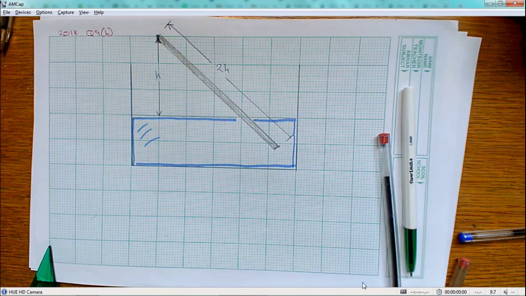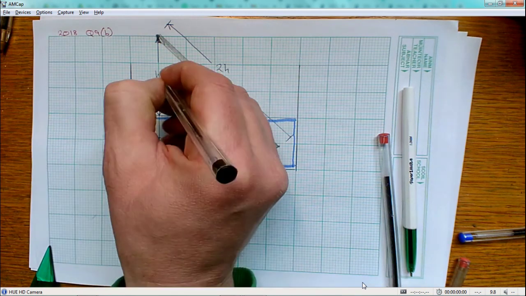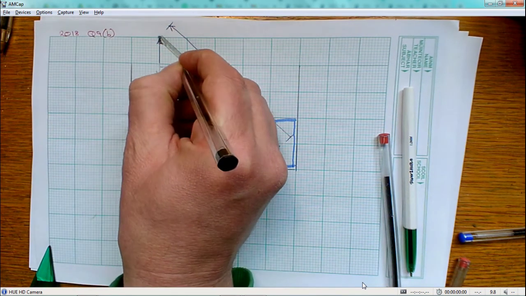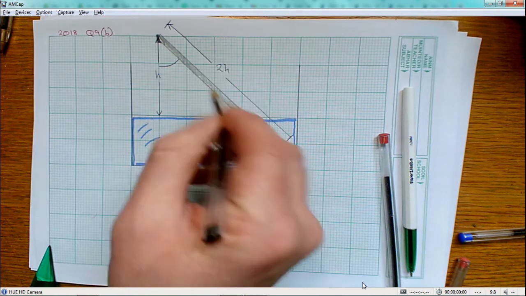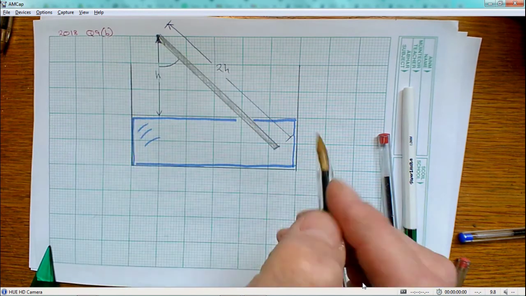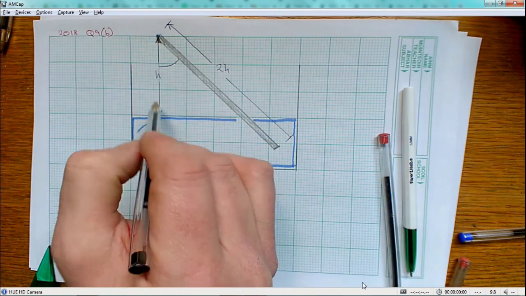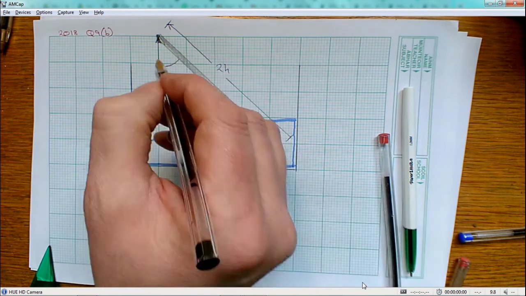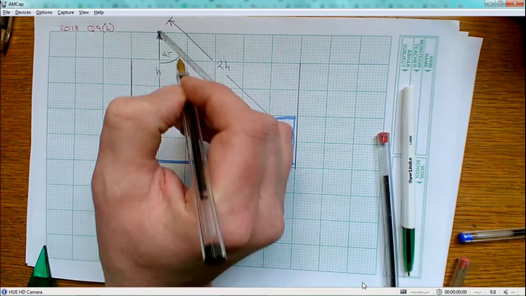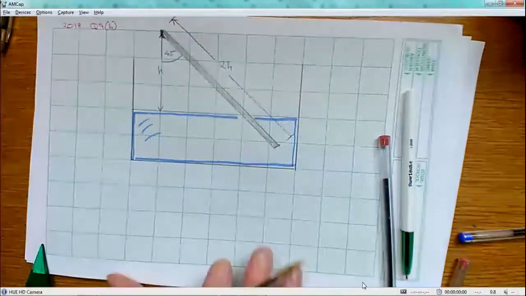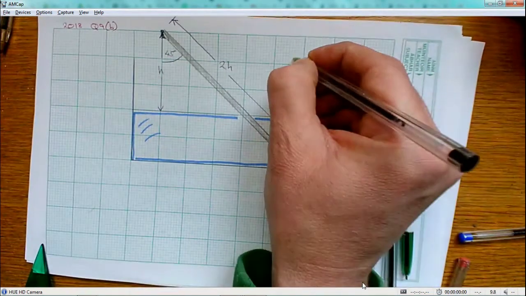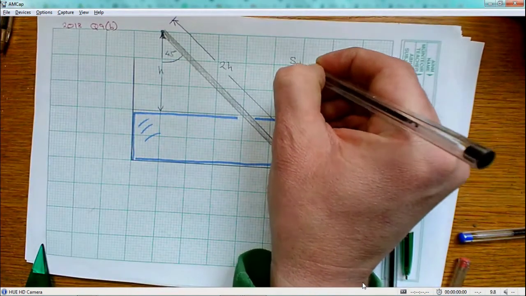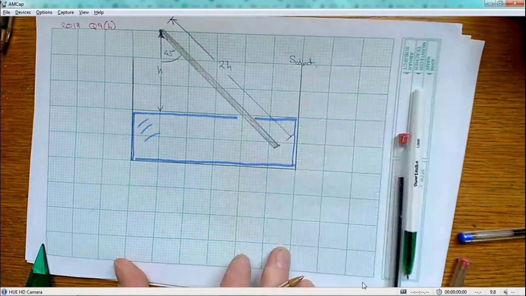Okay, so this is the 2018 question 9, second part B. It was worth 30 marks. So this is the scenario that they give us, that a rod of length 2h is suspended at height h above water. The lower end is in the water. It makes an angle of 45 degrees with it. The question here is to find the specific gravity of the object, and that's the rod. So that's what we're trying to do.